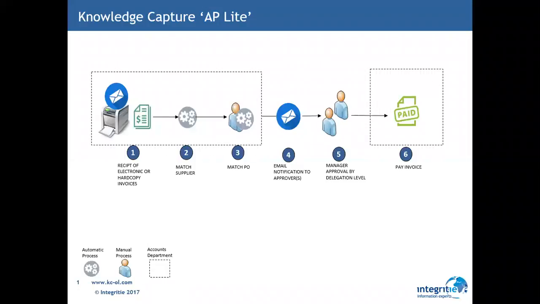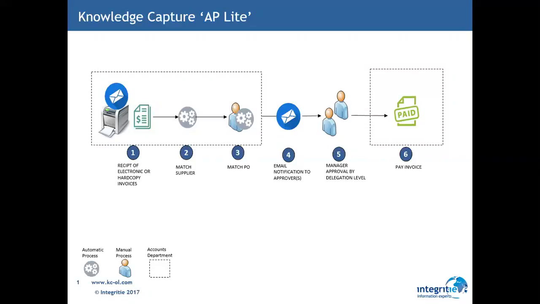In this video, we're going to look at Integrity's Knowledge Capture AP Lite solution. The graphic on the screen at the moment represents the workflow that our invoice will pass through in order to be paid. The first stage is to take receipt of the invoice, and this could be either via an electronic copy, which could be an email attachment, or it could be a hard copy, which has been then scanned into the system and the data taken from it.